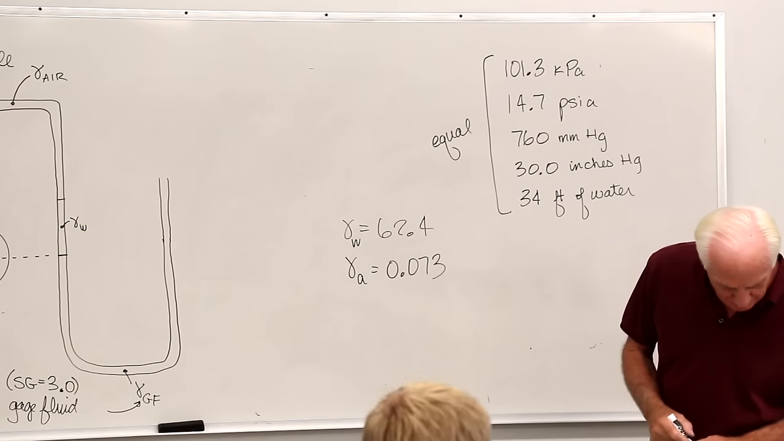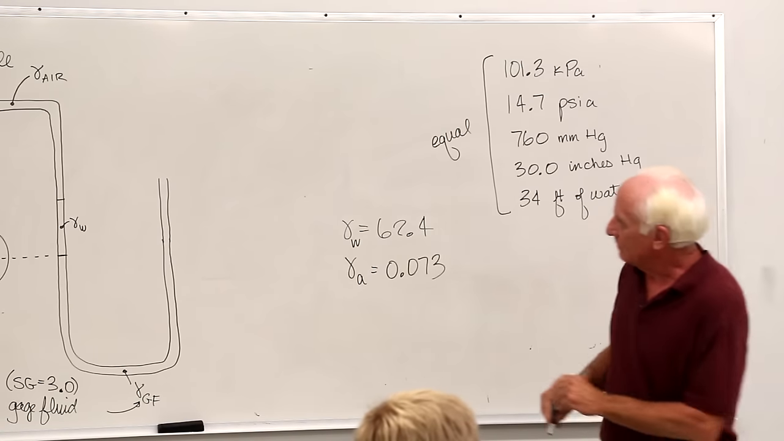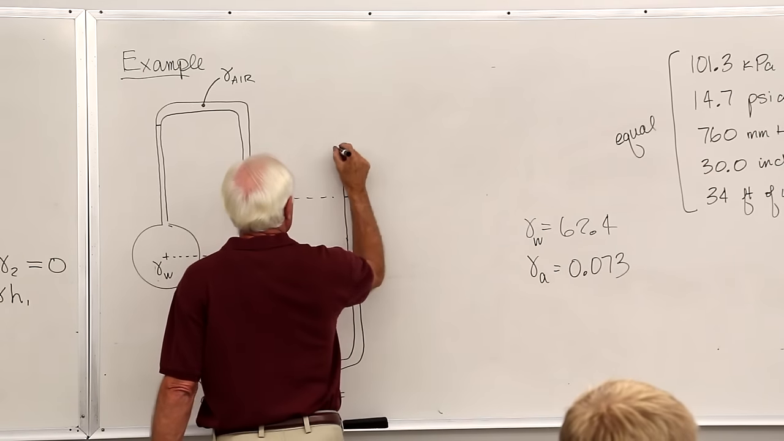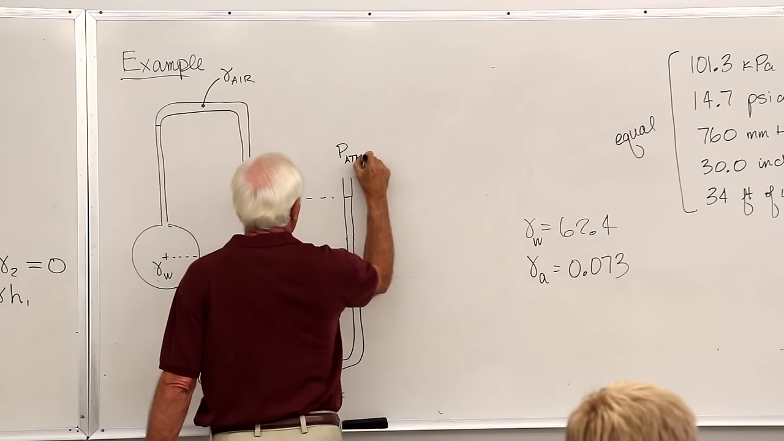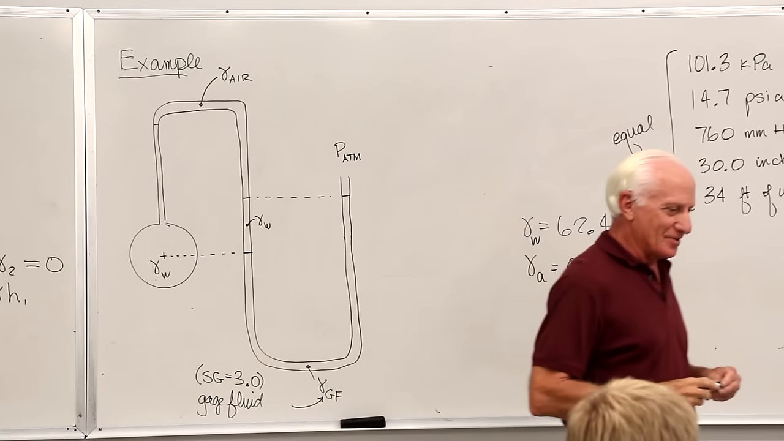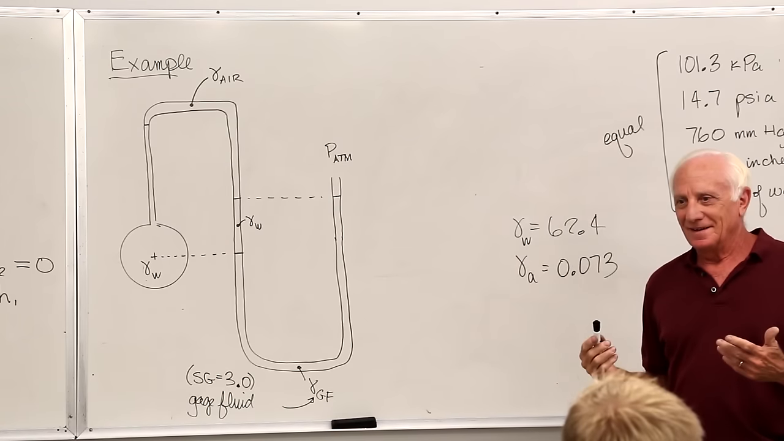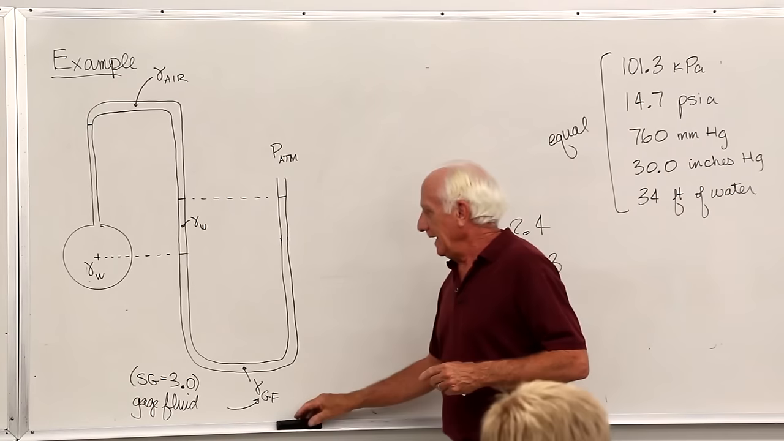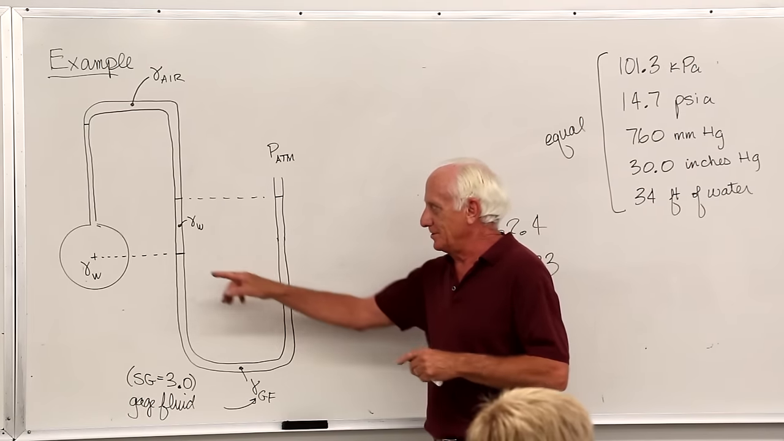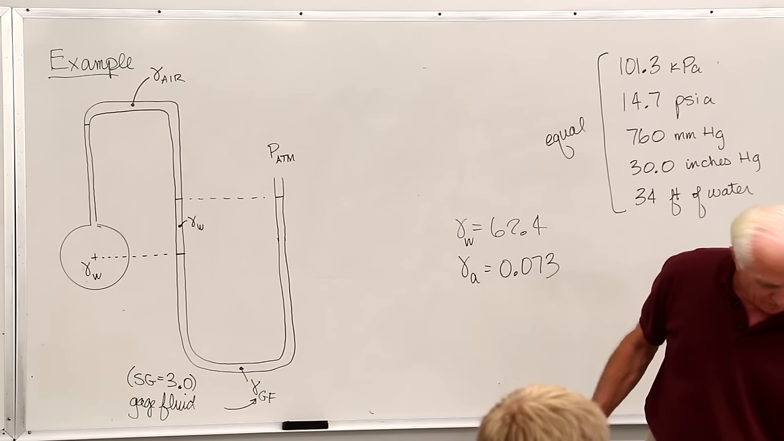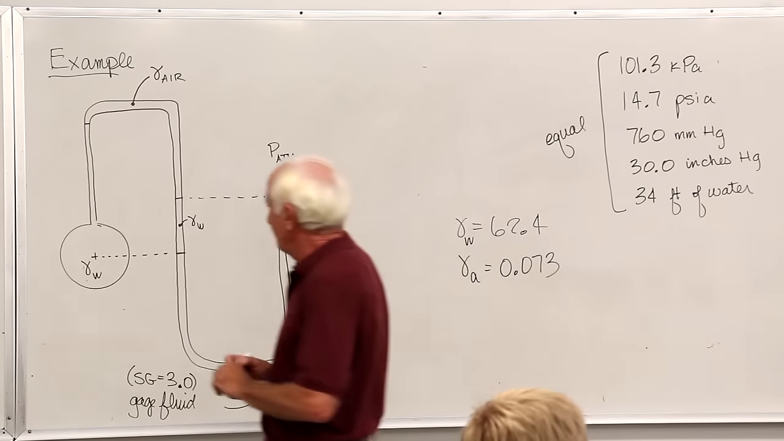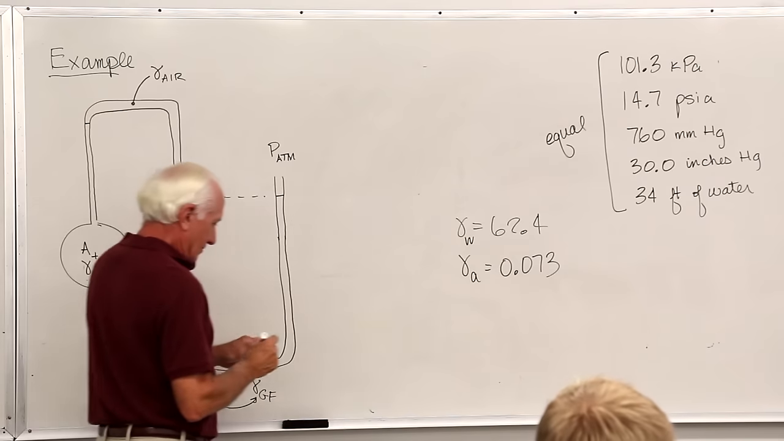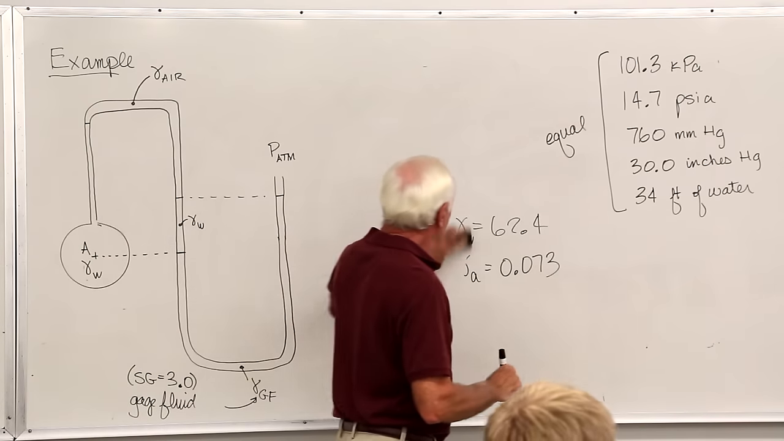Okay, and that goes up to, let's see where it goes, it goes up to here. And this is P atmosphere. Now I'm making this rather complicated just to show you a more complicated example. And of course, we're trying to find the pressure at point A. This is point A, the exact center.